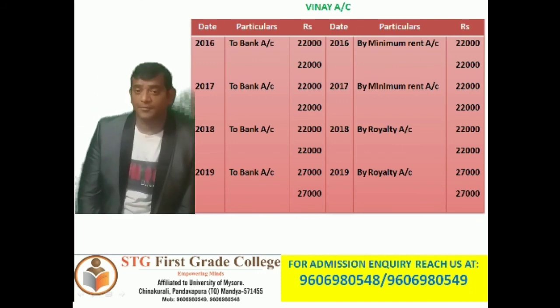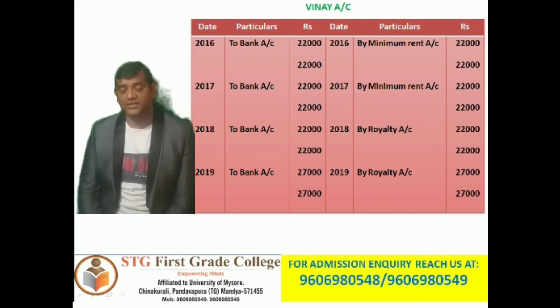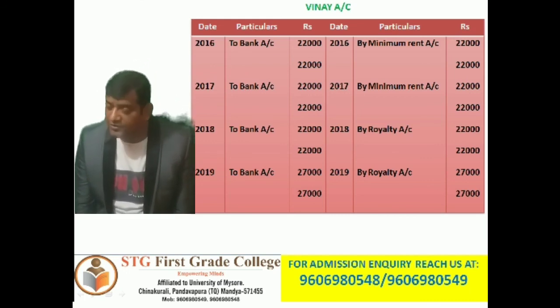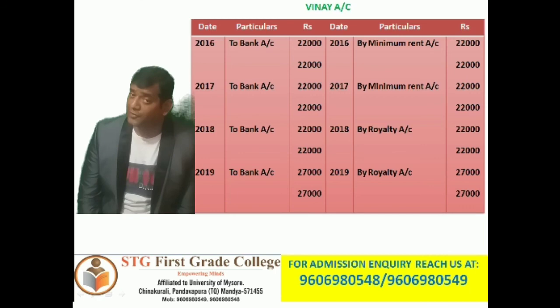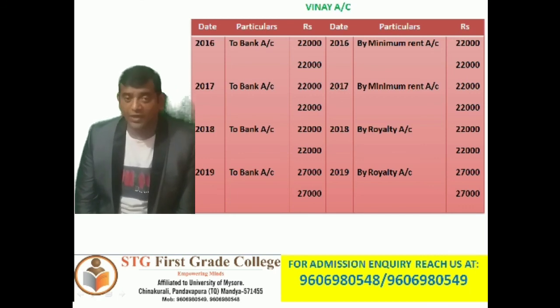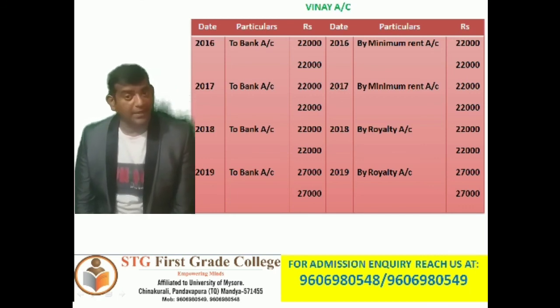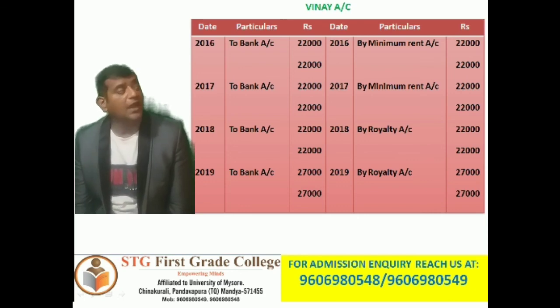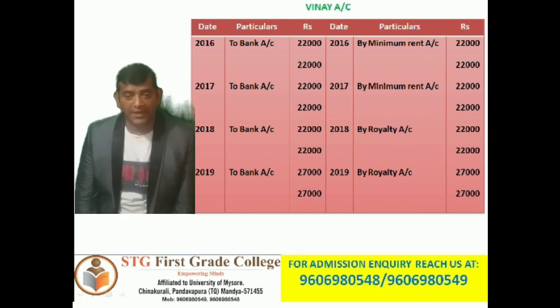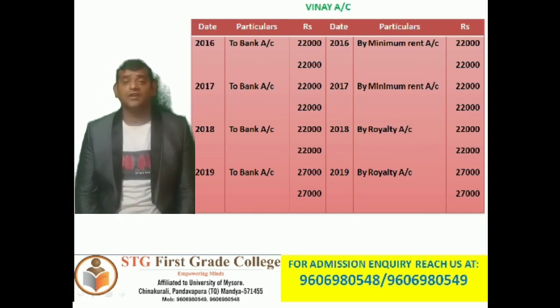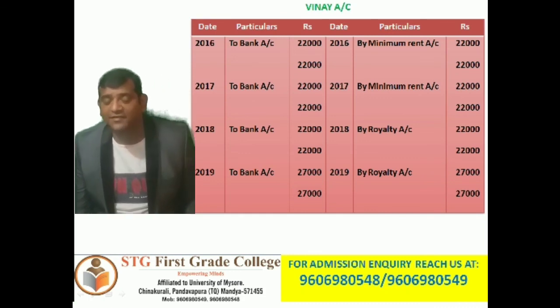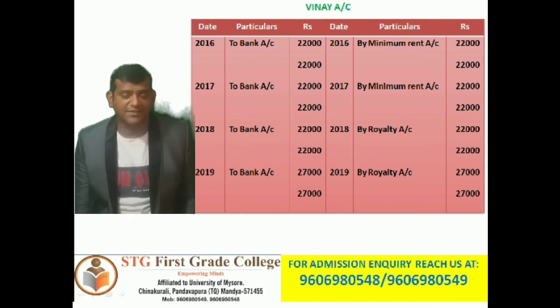So next, in the year 2018, to bank account 22,000, by royalty account, because we started generating more than the minimum rent. That is why royalty account 22,000, both sides total 22,000 and 22,000. In the year 2019, to bank account 27,000 and 2019 by royalty account 27,000, both sides total 27,000 and 27,000. So we are done with the problem.